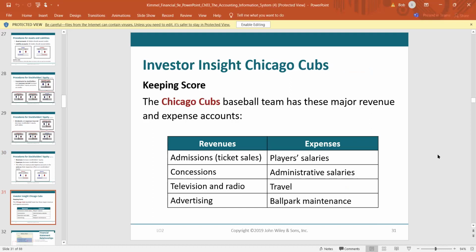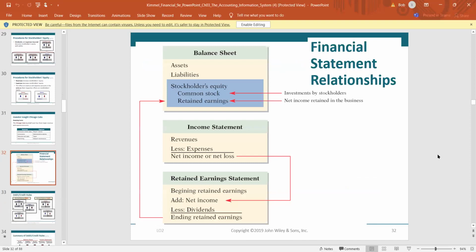Hey, the Chicago Cubs. I'm a big baseball fan. The Cubs have these major revenue streams: players' salaries, admin salaries, travel. I'm not quite sure where they show that grid. Just comes out of nowhere.